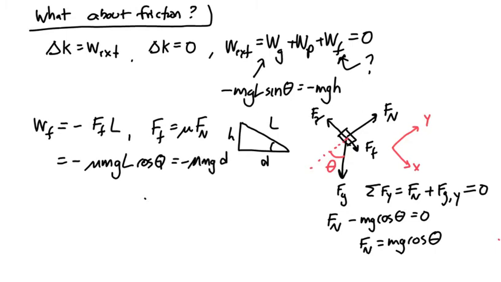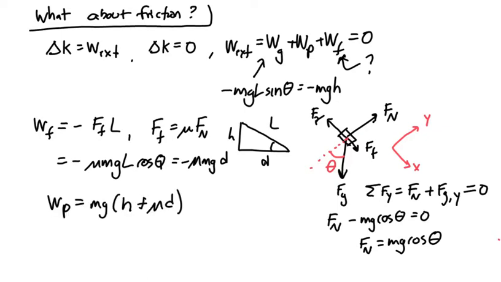Okay, so now putting all this stuff together, I can solve for WP because I have negative mgh is the work due to gravity, negative mu mgd is the work due to friction, and so I can finally solve for the work that is required for me to push this up the ramp at a constant velocity. mg times the quantity h plus mu d.